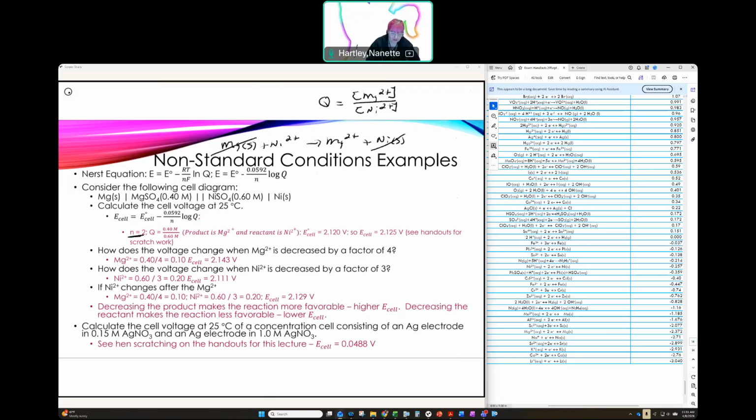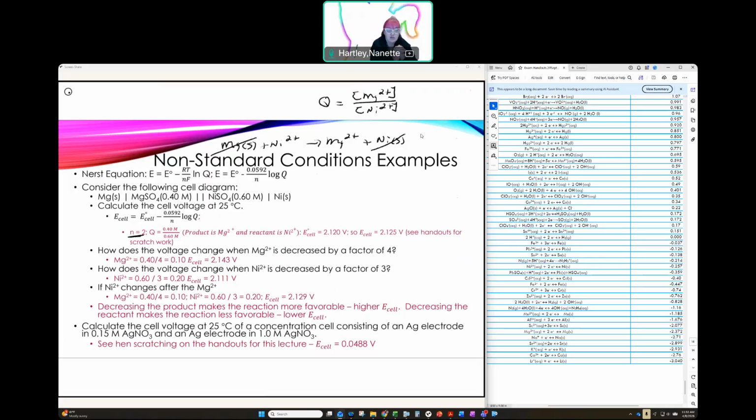Now, if I do both of those changes, if I change the Mg2+ and the Ni2+, so I've changed both of these things, then the question becomes, which direction is it going to go? Because I've changed them both. So I do the calculation and I end up with the cell being 2.129. So if it was 2.125 before and 2.129 now, it's going to go forward. And that makes sense to me because I've changed the Mg2+ more than I changed the Ni2+. So it should go forward. Okay, so mathematically that makes sense to me.